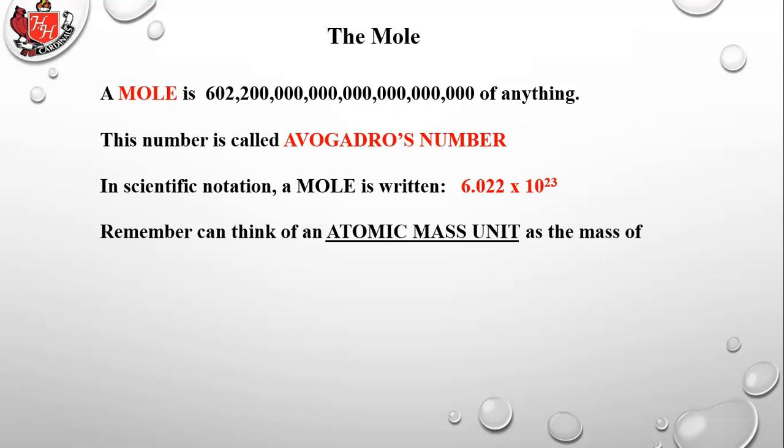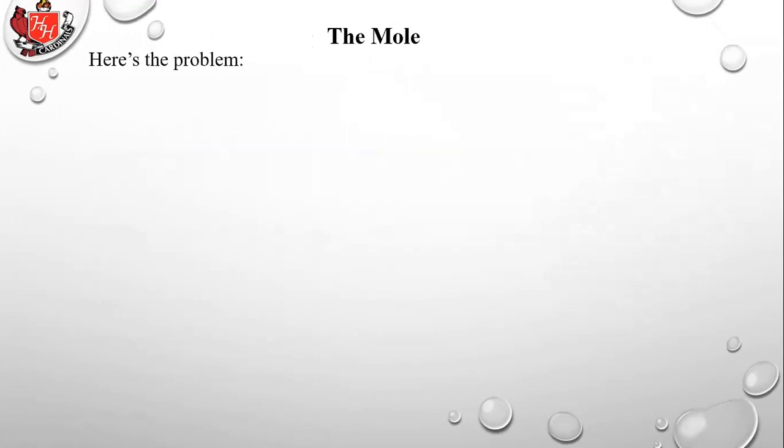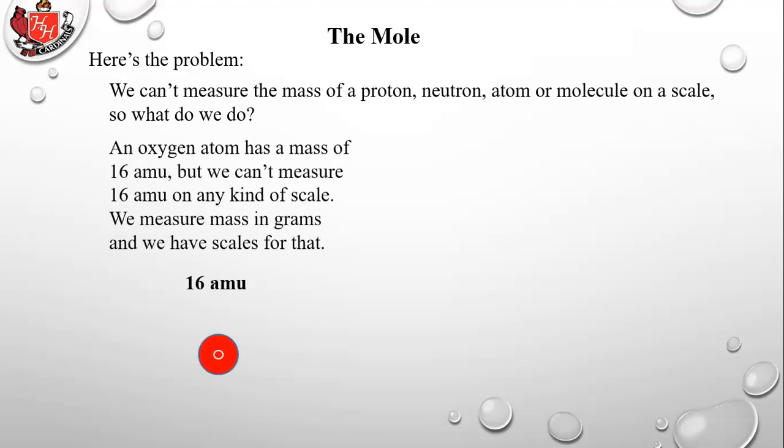Remember, you can think of an atomic mass unit as the mass of either a single proton or a single neutron. Unfortunately, those masses are too small for us to weigh on any kind of a scale. So here's the problem. We can't measure the mass of a proton, neutron, atom, or molecule on a scale. So what do we do?